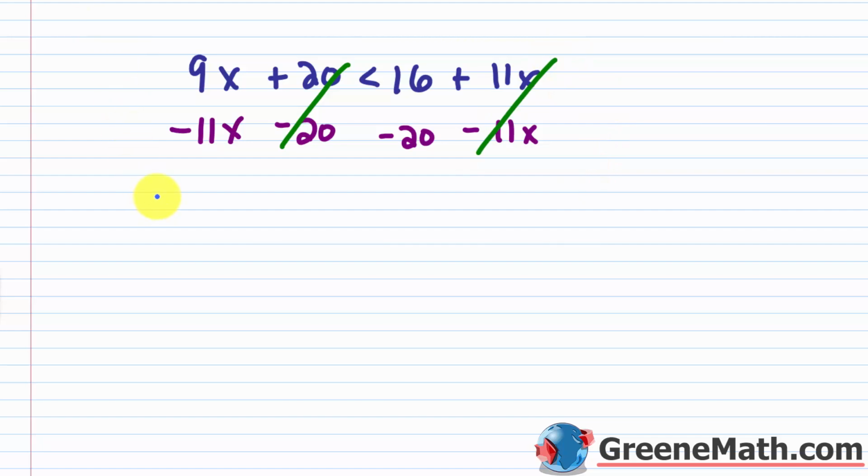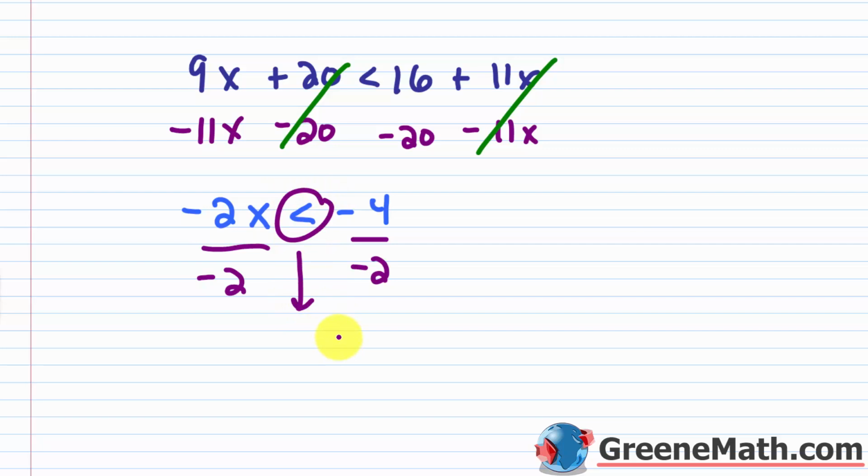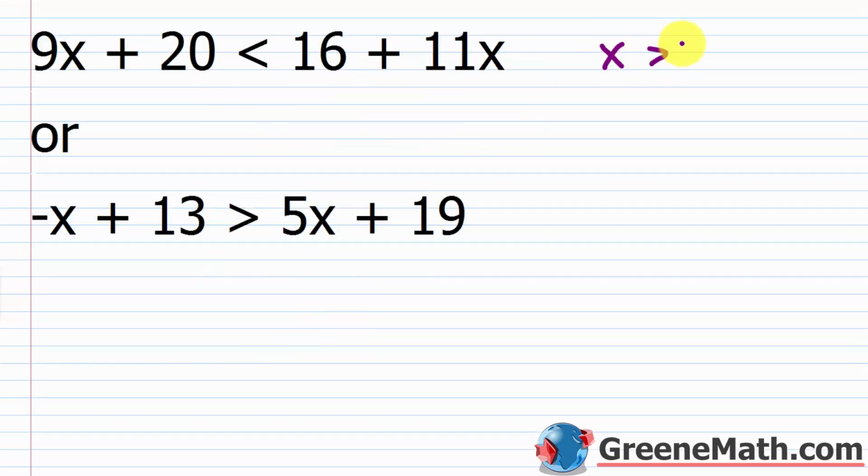And what do we have here? 9x minus 11x is negative 2x. This is less than 16 minus 20 is negative 4. So to get x by itself, I just divide both sides by negative 2. And I've got to flip the direction of the inequality symbol because I divided by a negative. Right now it's a less than. It's going to become a greater than. We would have x is greater than negative 4 over negative 2, which is 2. So we've got x is greater than 2.